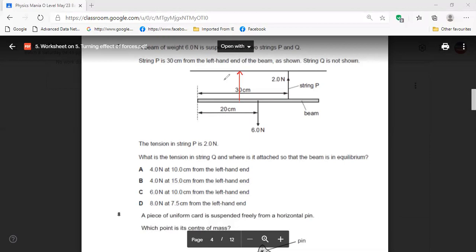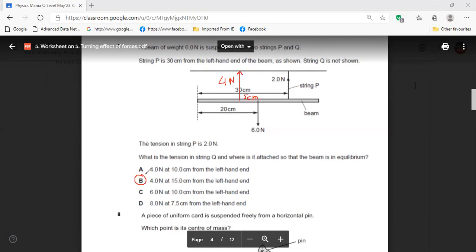This is 4 Newton. We can label it as 4 Newton. And the distance here is 5 centimeter, okay? If it is 5 centimeter here, then this part is 15, right? So it's matching with B.